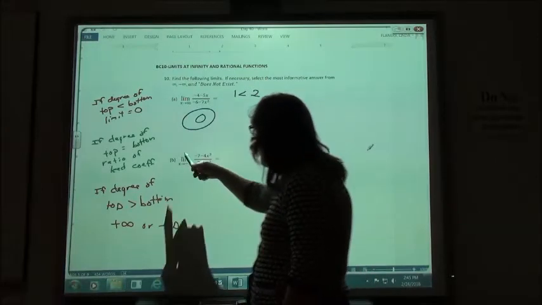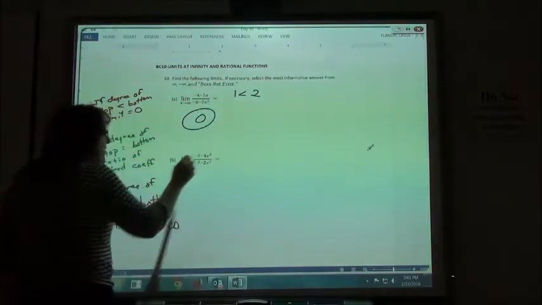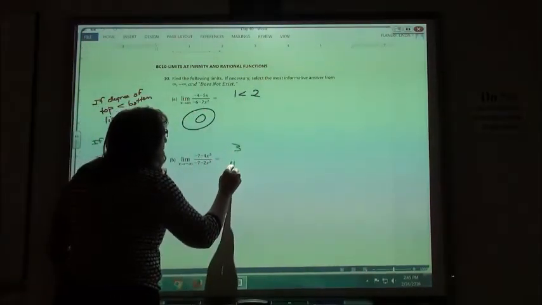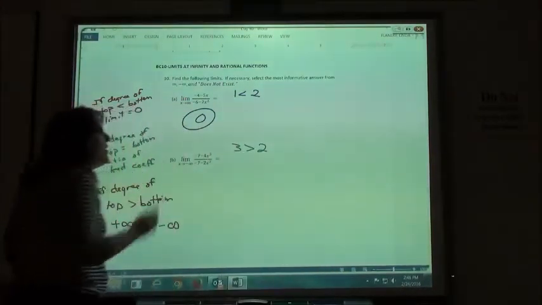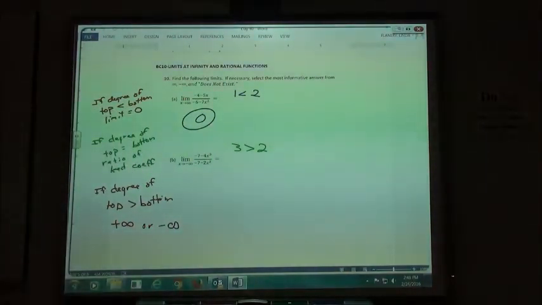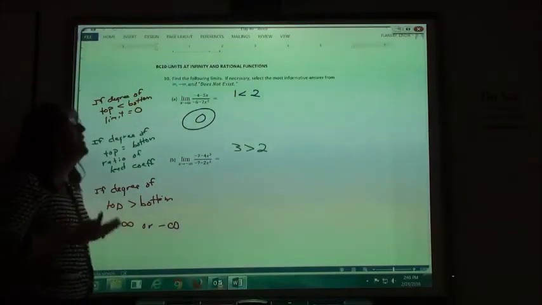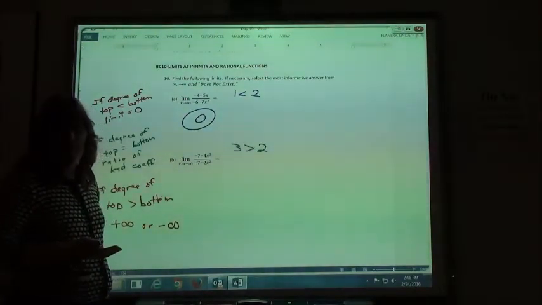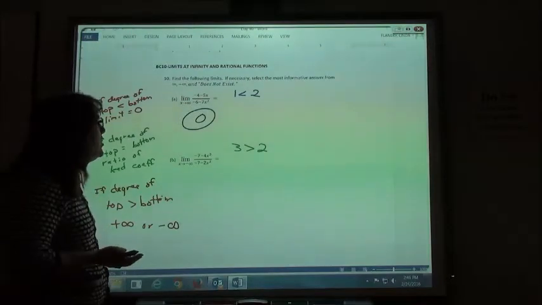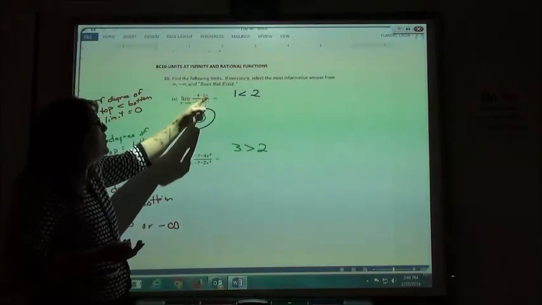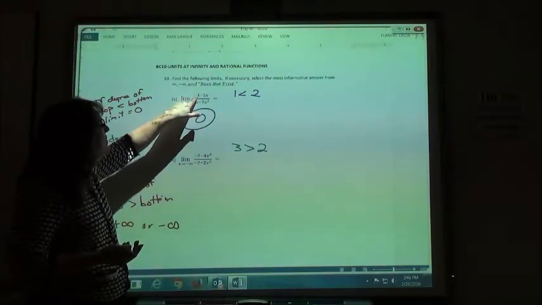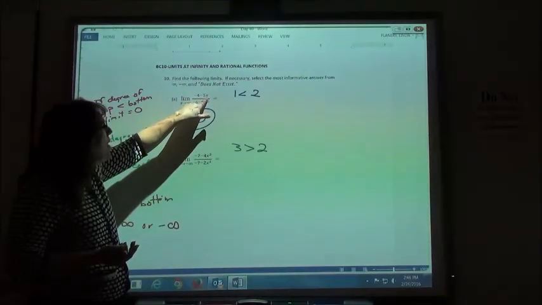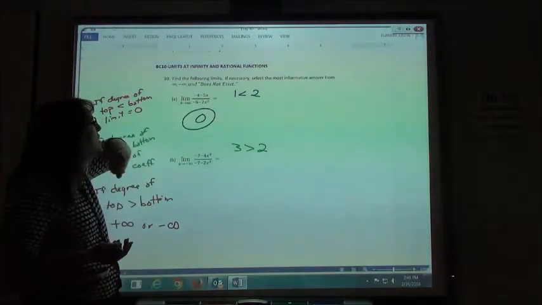If we look at part B, the degree of the top is 3. The degree of the bottom is 2. So the degree of the top is greater than the degree of the bottom. By the way, they're assuming you remember how to find the degree of your polynomial. The degree is the degree of the highest term. So a constant term has a degree of 0. This has a degree of 1. So it's a linear one.